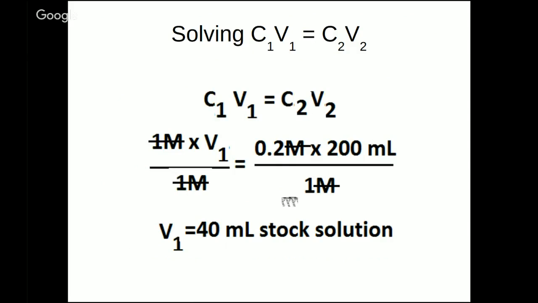All right, so when I calculate this out, 0.2 times 200, divide that by 1, I get 40. So my V1 is 40 mils of stock solution. I'm going to use 40 mils of stock to make this dilution.